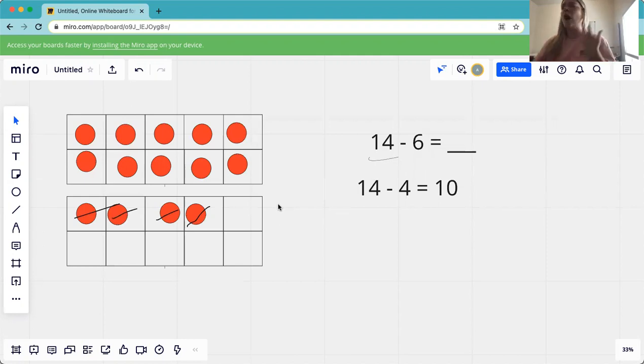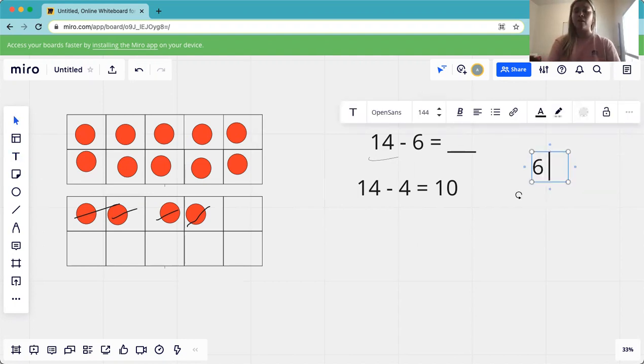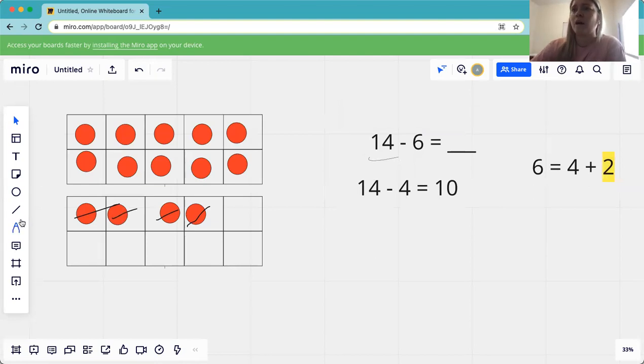All right. So I need to get rid of 6 altogether. So I'm going to look at this problem and I'm going to think to myself, all right, so 6 is my whole, 6 is what I'm working with right now. And I need to figure out my parts of my 6. So 4 plus, let's see, 4, 5, 6. So 4 plus 2. So 6 equals 4 plus 2. So how many I need to get rid of now is my 2 right here. I need to get rid of 2 of them from my top.